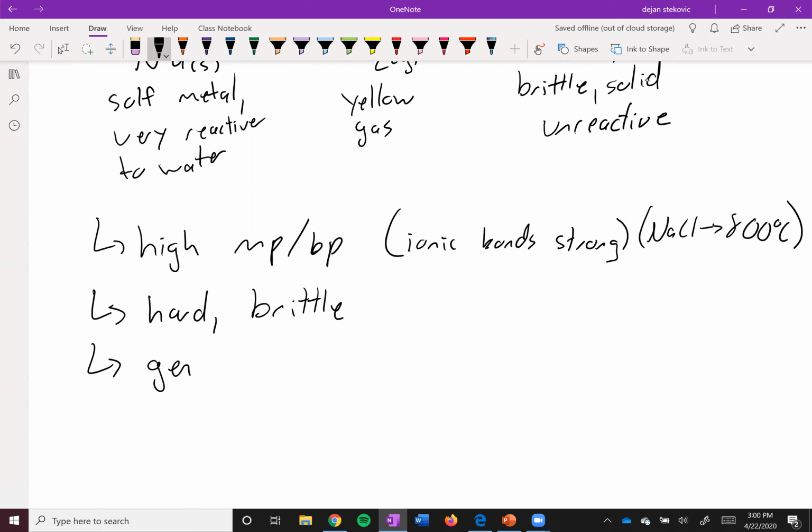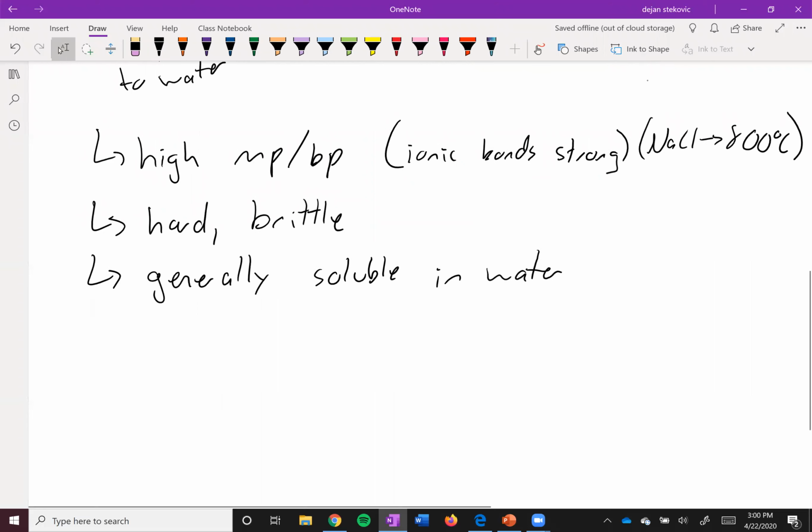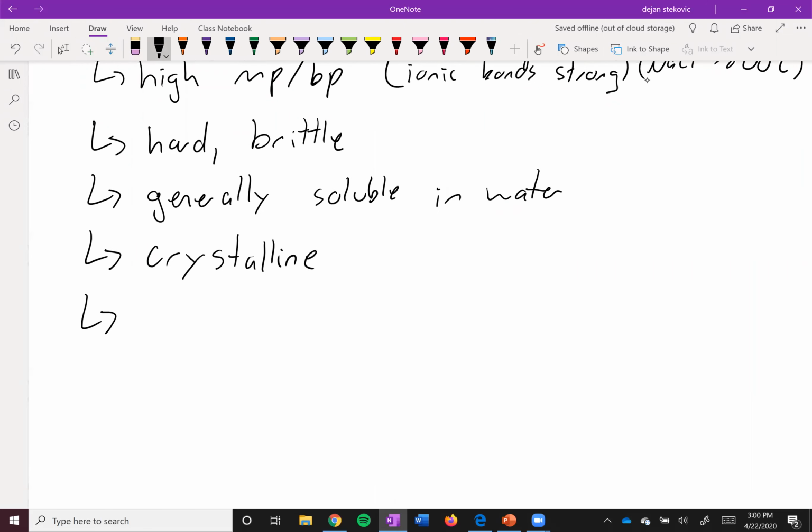They're generally soluble in water. Not always, right? We've learned of precipitation reactions where ionic compounds are not soluble in water, but for the most part, they are. You'll learn about why later on. They generally have a crystalline structure. So think about table salt, it's a very nice crystal. You'll learn more about that later on as well.